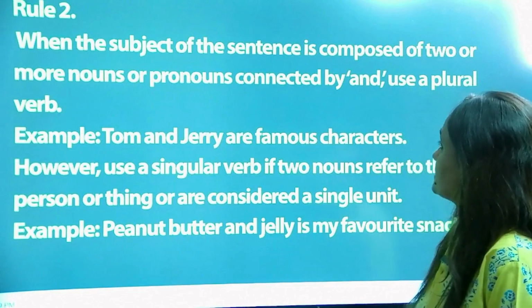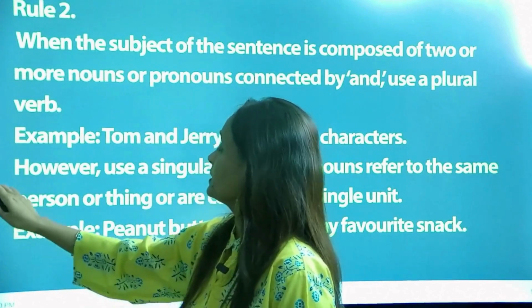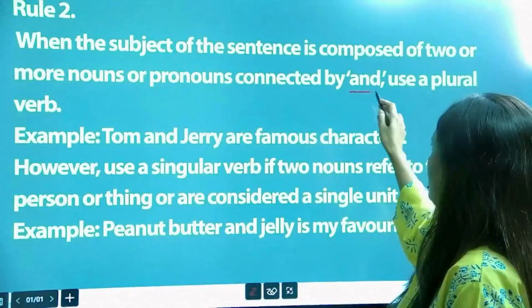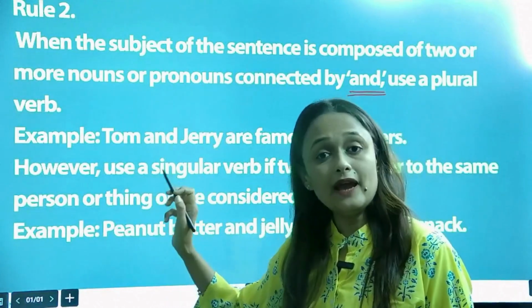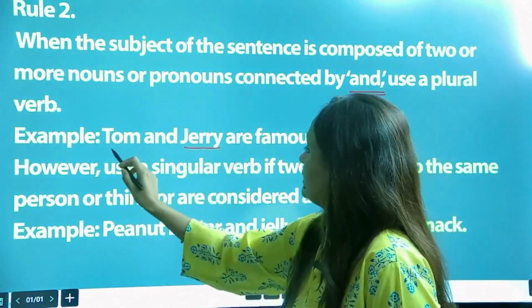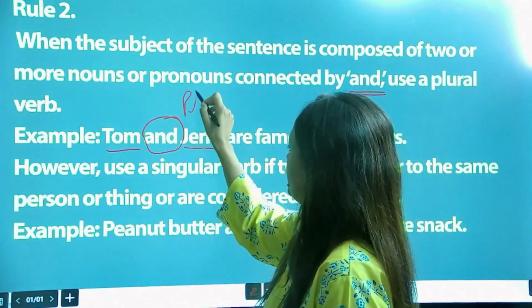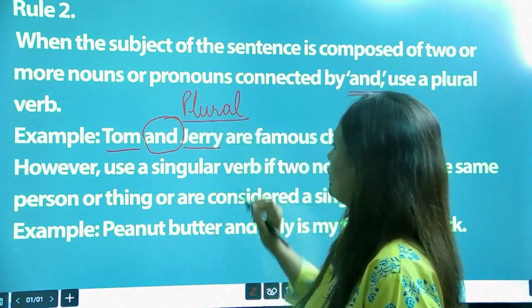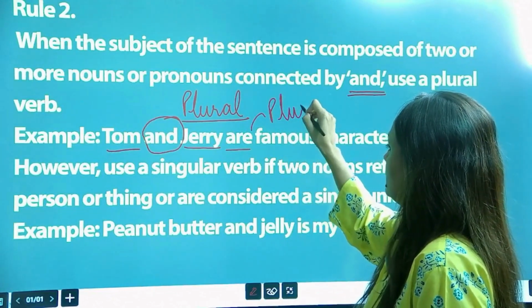When the subject of the sentence is composed of two or more nouns or pronouns connected by and, use a plural verb. Always remember this. Example: Tom and Jerry are famous characters. So, Tom and Jerry, two nouns, two subjects joined by and here, so it becomes plural. Plural subject, so the verb is also going to be plural.